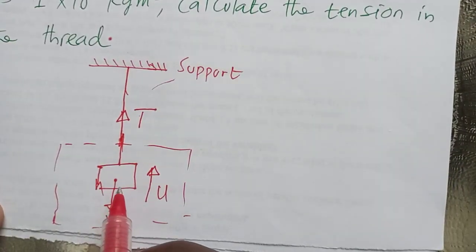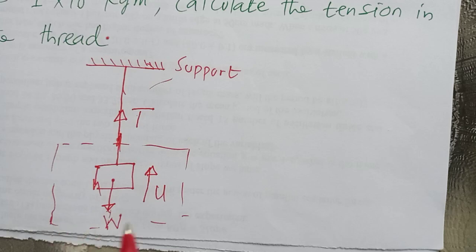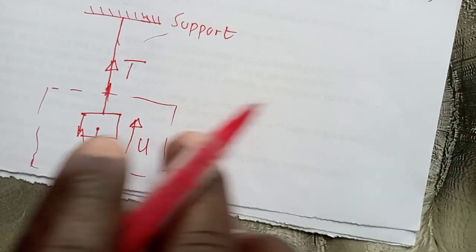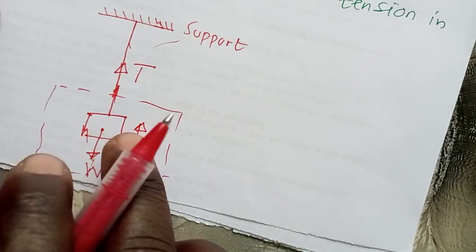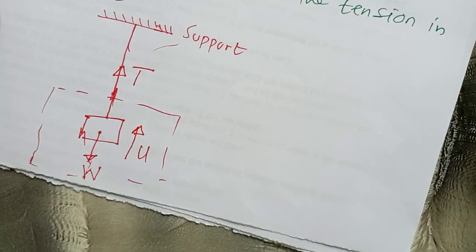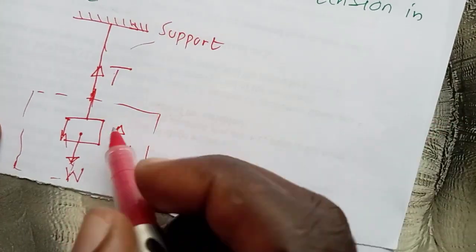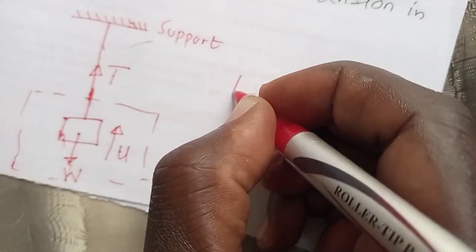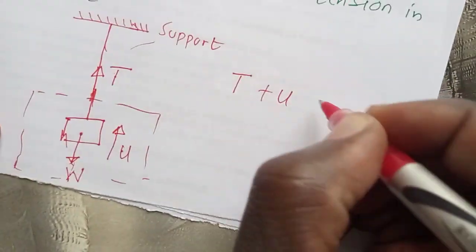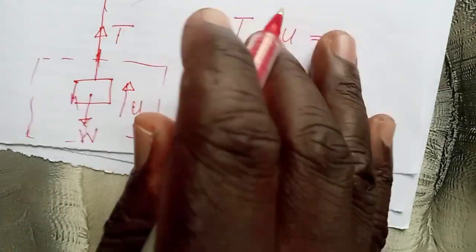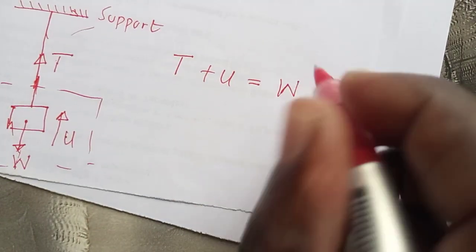Since it is not moving, it is at rest, it is in static equilibrium, and when an object is in static equilibrium, then the total forces in one direction equals the total forces in the opposite direction. So if I take the upward forces, T and U are upward forces, so I can say T plus U is equal to the downward forces. Only one force is downward, and this is the weight, W.